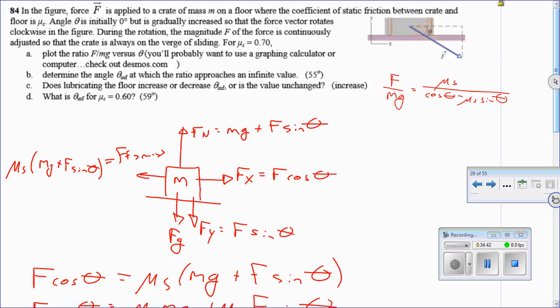All right, check it out. Question B, determine the angle at which the ratio approaches an infinite value. When does a ratio go to infinity? If the bottom is 0. So to do part B, you just set the bottom equal to 0, which is actually not that bad. You get cosine of theta minus mu s sine theta equals 0. If you divide both sides by cosine, it gives you tangent, right? So you get tangent of theta equals 1 over mu s.